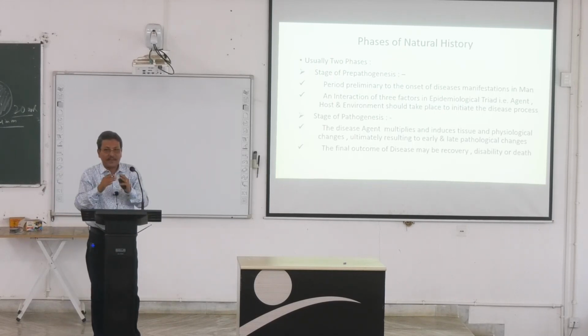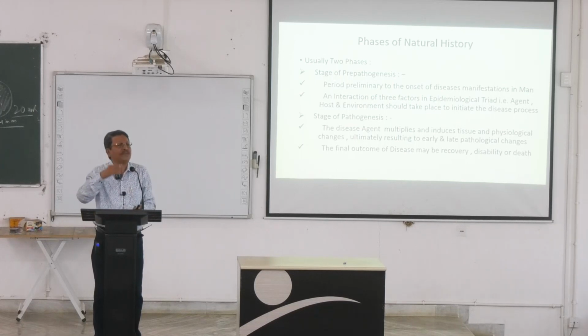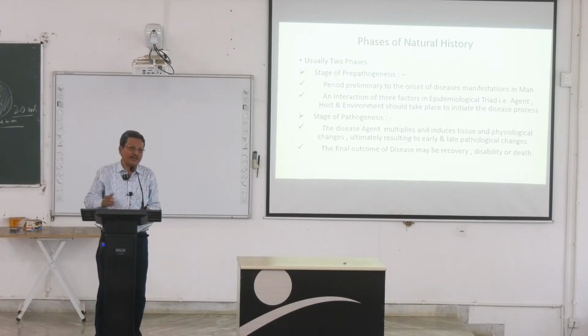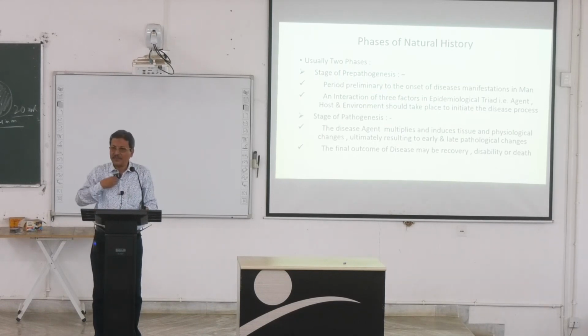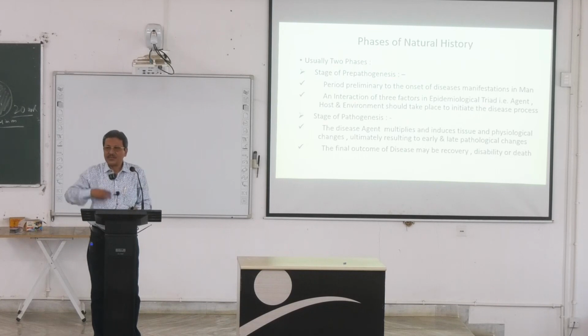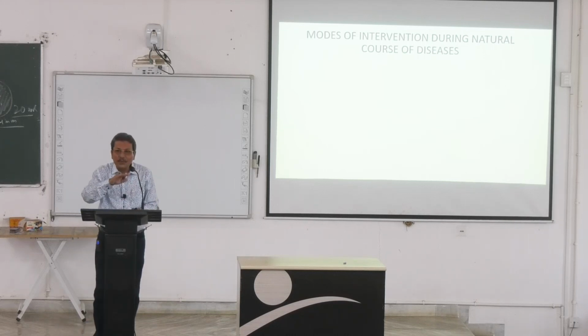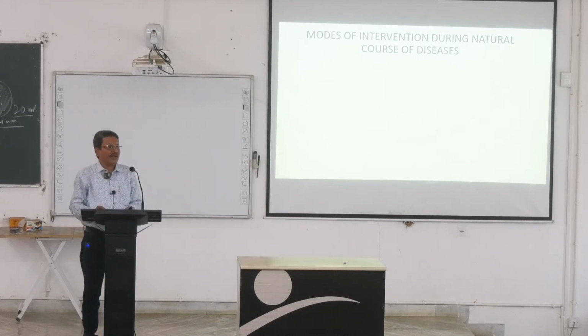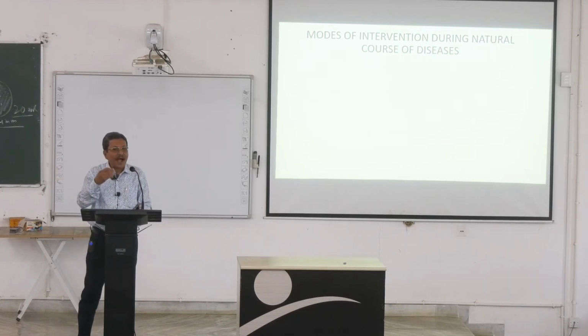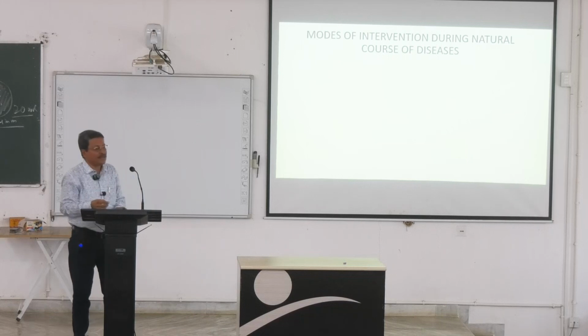Okay, so everything can be explained. It may not be 100% you can explain, but so many factors are there in agent, host and environment. Host always means your intrinsic factors, your demographic factors, your age, sex, genetics, all these factors, your lifestyles, your exercise, how much physical exercise you are doing, all these are host factors. So when we know the natural course of the disease, then how can you prevent that? What is the mode of intervention?